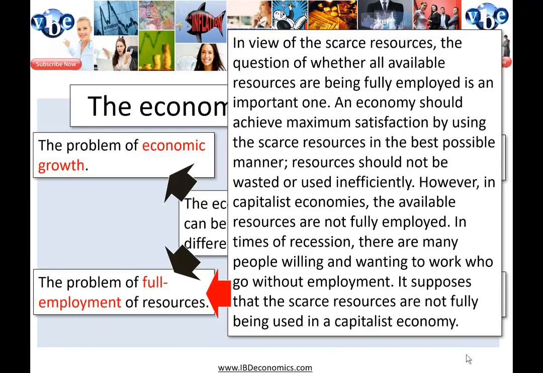Now, scarce resources means the question of whether all available resources are being fully employed is an important one. Now, an economy should achieve maximum satisfaction by using the scarce resources it has in the best possible manner. So resources that an economy has should not be wasted or used inefficiently. However, in economies, the available resources are not fully employed. In times of recession, there are many people willing and able to work who go without employment. It suggests that scarce resources are not fully being used in a typical economy.